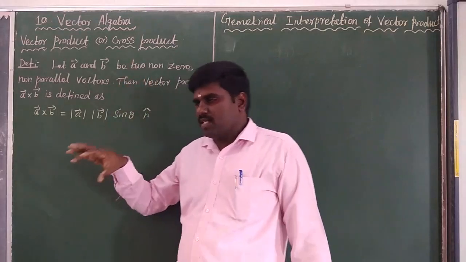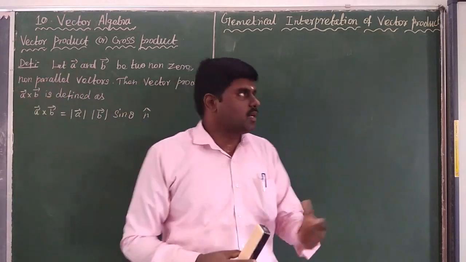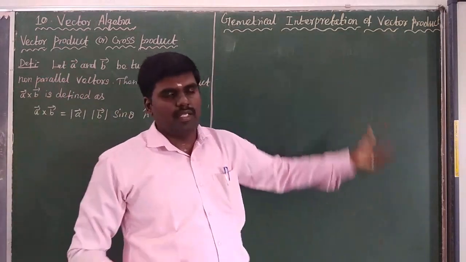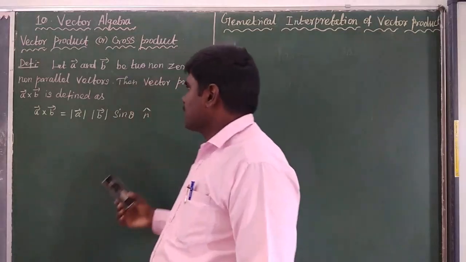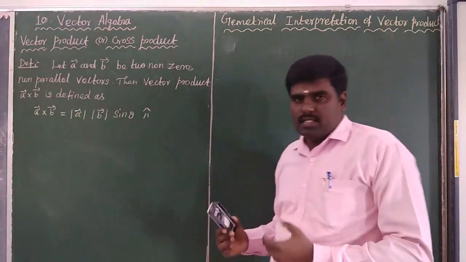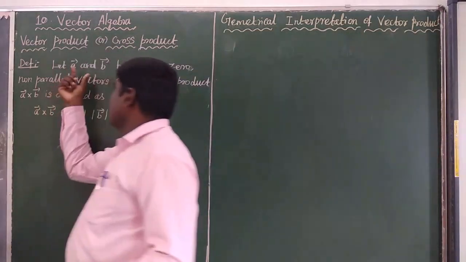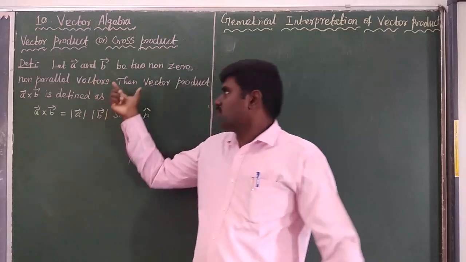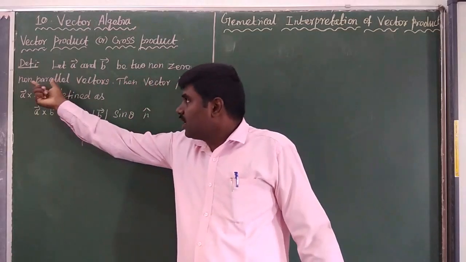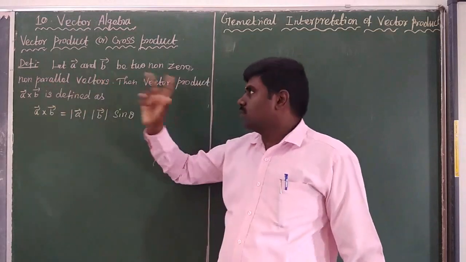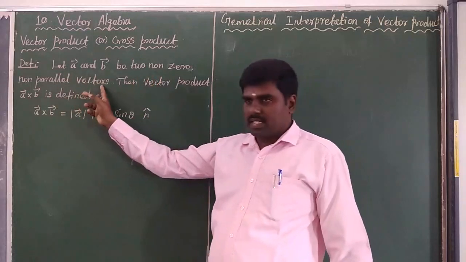First of all, what is the definition of the vector product? Next, the geometrical meaning of the vector product. We will discuss both. So now let's see the definition of the vector product. Let A and B be two non-zero vectors, and non-parallel vectors also.